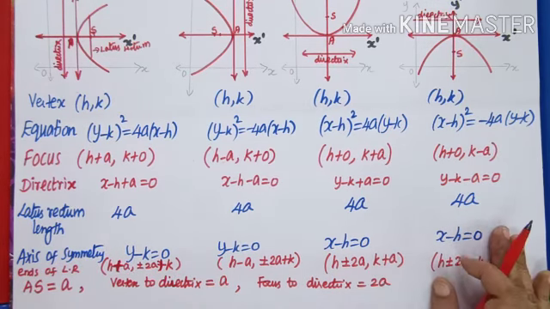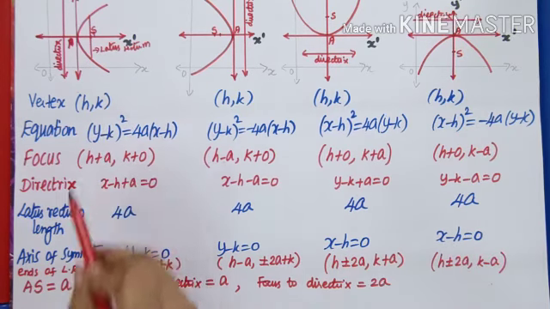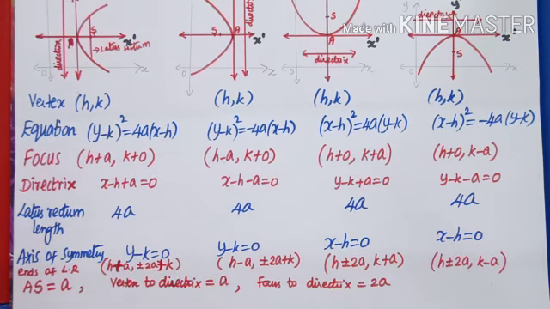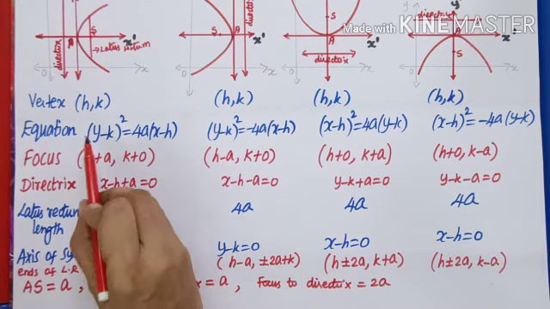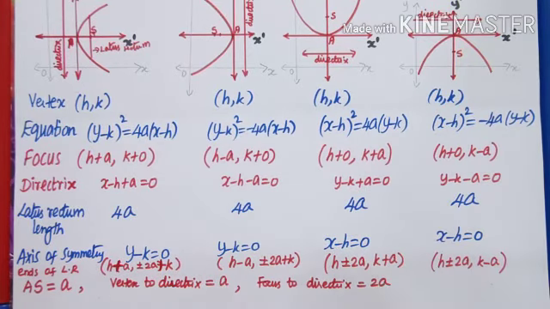For all the four cases, certain things are the same: the vertex and the length of the latus rectum. Now, the axis of symmetry will be the LHS bracket, put that as 0. So these are techniques to remember and attempt your objective type or even 5-mark questions.